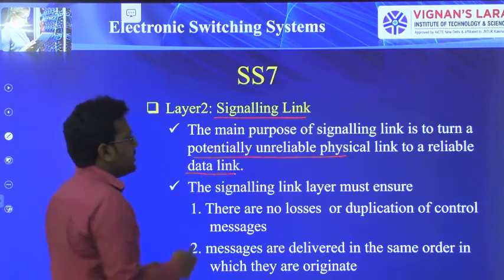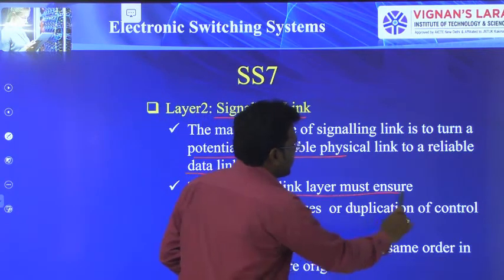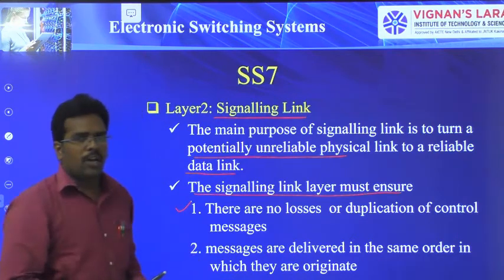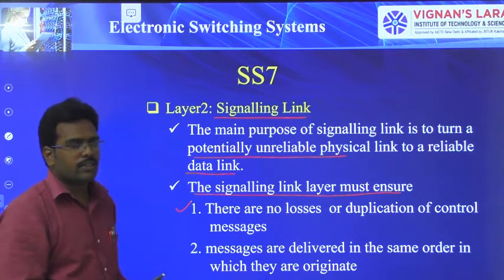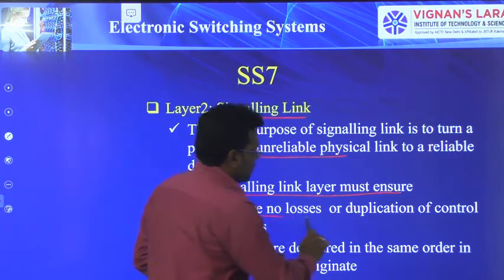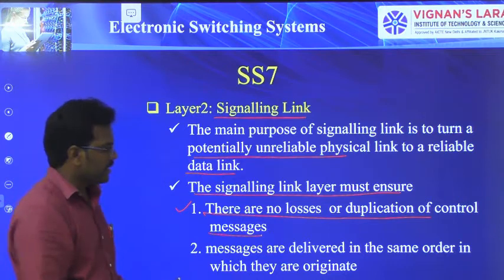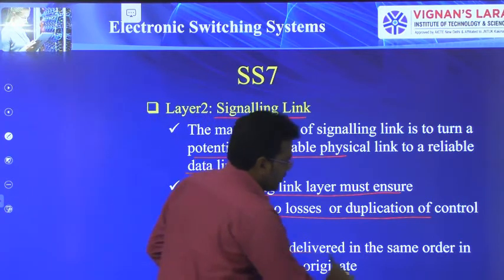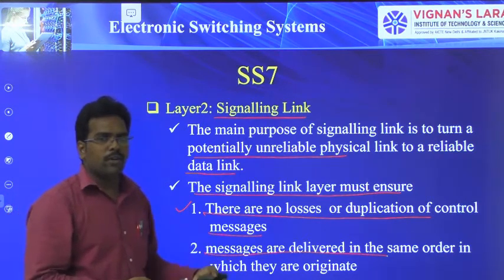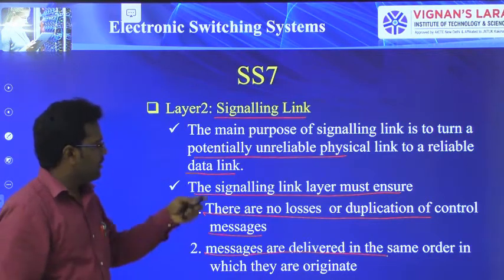To perform these operations, the signaling link layer has to ensure some points. The first point you have to keep in mind is that there is no loss or duplication of these control messages. The next one is that messages are delivered in the same order in which they are originated. So these 2 points should be satisfied for the signaling links.